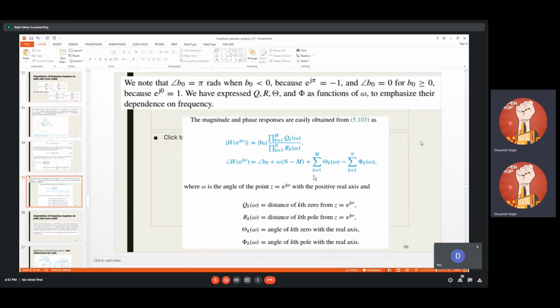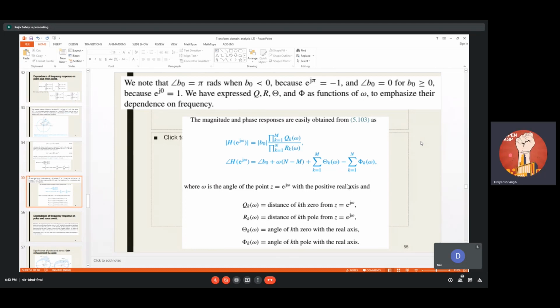And similarly, what if I introduce a zero? The poles have to be all inside the unit circle, because we're talking about a filter or an LTI system which is stable, but a zero can be outside the unit circle also. So we will have two cases for the zero. The zero can be inside the unit circle as well as outside the unit circle.